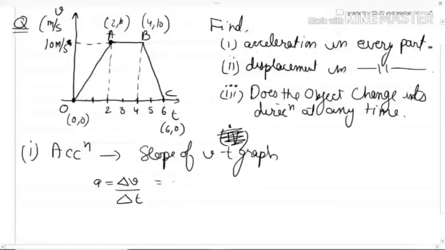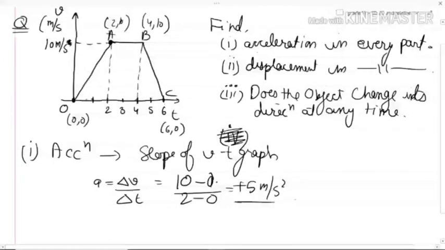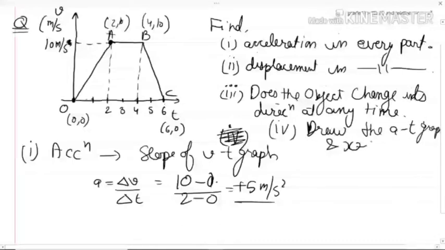So that will be equal to how much? 10 minus 0 divided by 2 minus 0. That will be 5 meter per second square. Can you see the acceleration is positive? And position time graph as well. So you need to draw both the graphs. So acceleration for the first part OA is basically plus 5 meter per second square.